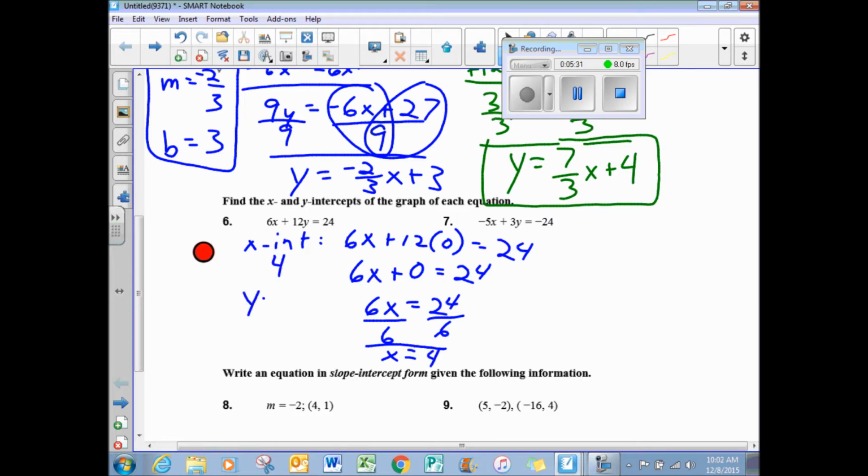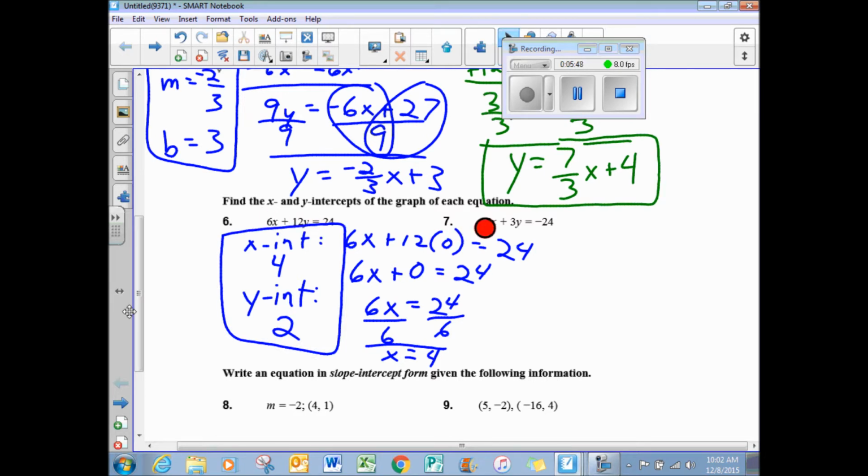Okay, and the y-intercept, we would do the same thing, and I'll show you the shortcut. If x is 0, it makes that 0, so 12y equals 24, y is 2. So you guys seem to be good with that shortcut. Piece of cake, right? Yummy.